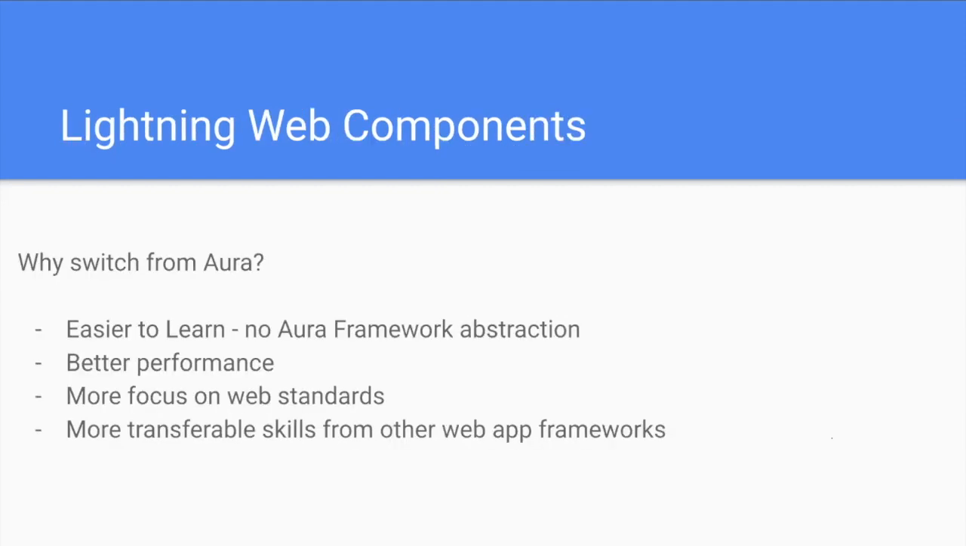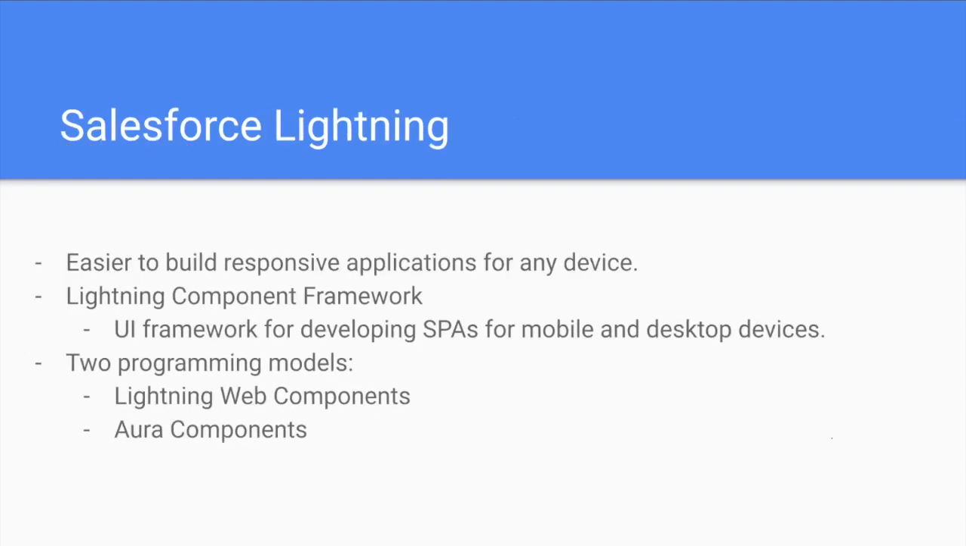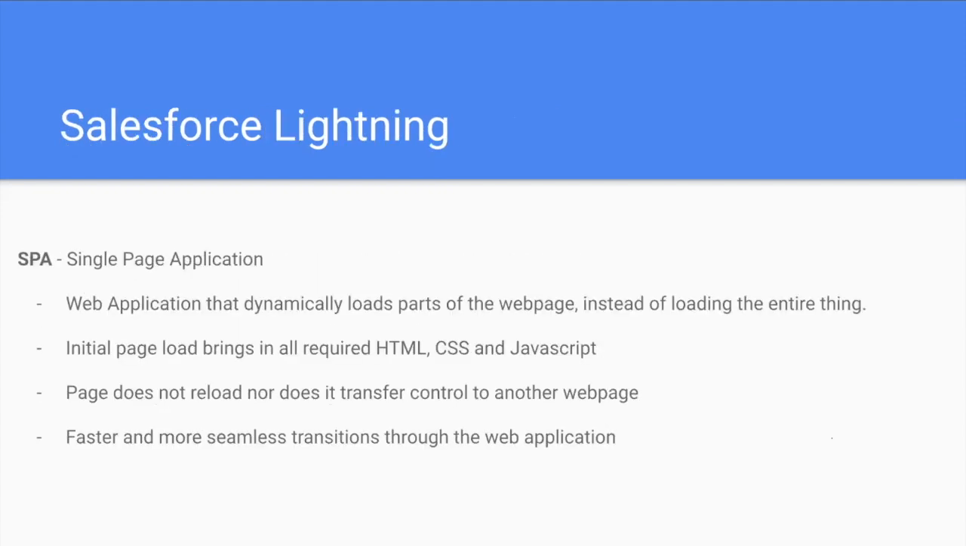So what is the benefit that both Lightning Web Components and Aura give us? That would be SPAs, single page applications. This is a web application that dynamically loads parts of the web page instead of loading the entire thing at once. So if you've ever gone on any website and you've noticed some parts of the website load before other parts do and it doesn't all load at once, that's because that website is more than likely a single page application.